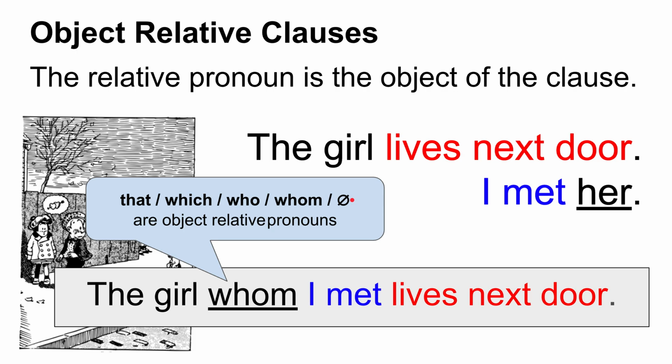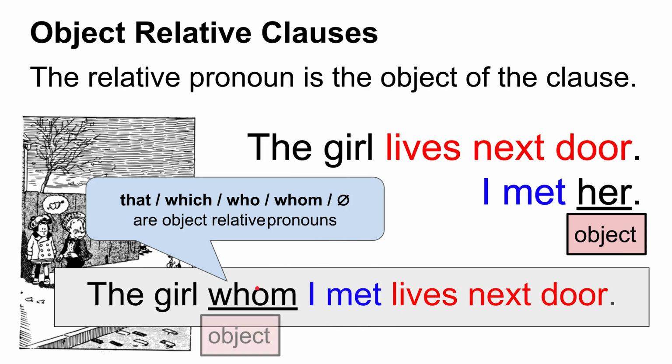Okay, let's look at this now. So I met her. I met whom I met. So we can see that here I met her is the object, and I met whom is also the object. Okay, so the relative pronoun is the object of the clause. I met her, whom. Here, whom is referring to the girl, which is the subject of the sentence. But here, whom I met is the object of the relative clause. I met whom I met.